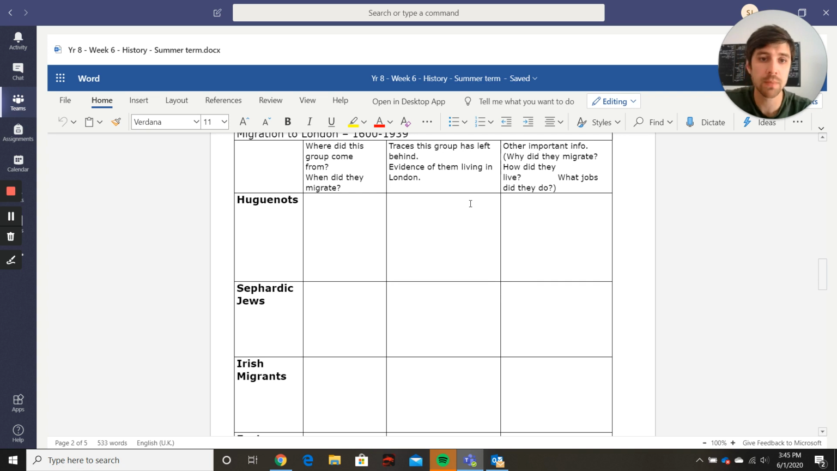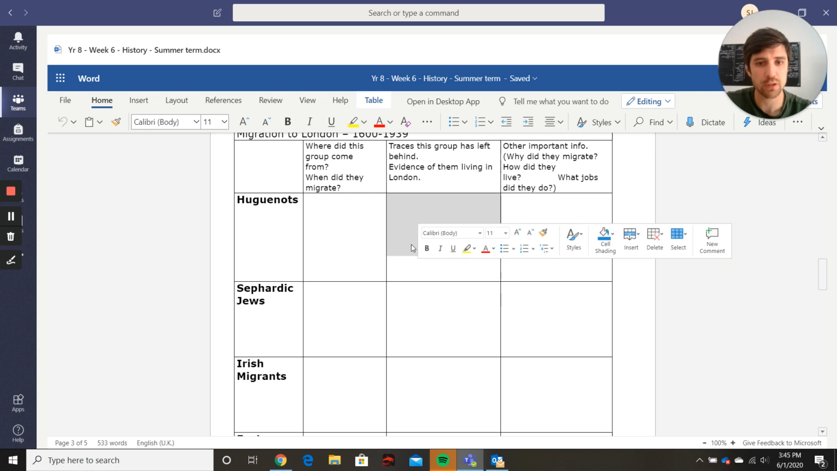In the second column, you're going to write traces that this group has left behind and evidence of them living in London. On each of the case studies, you'll see that there's a number of pictures of different traces, things these groups have left behind in our city at the bottom of the page. You need to study those and work out why they tell us these groups did migrate and did live in London. And then you're going to record the evidence that you found for those groups in the second column.